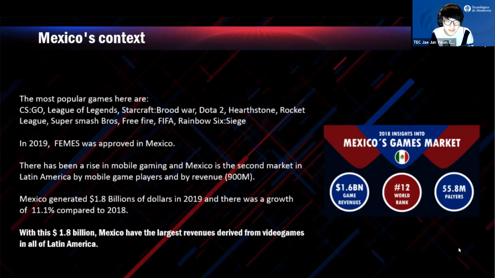Then Mexico was able to generate around $1.8 billion in 2019. It was $0.2 billion more than in 2018, marking a growth of 11.1%. And this amount of money has made Mexico the country that has the largest revenues derived from video games in Latin America.